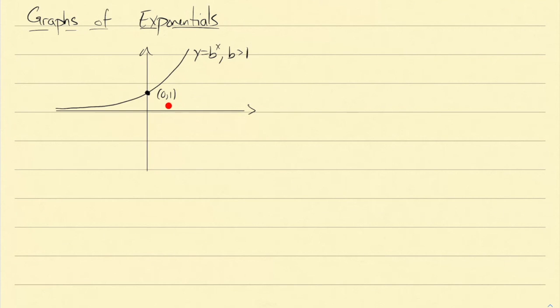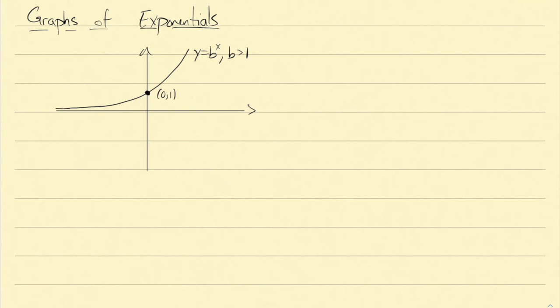The first one here is the graph of b to the x when b is larger than 1. No matter what value b is, as long as it's larger than 1, it will always pass through the point x equals 0, y equals 1. It has a horizontal asymptote at 0 because the limit as x goes to minus infinity is 0, and it has no asymptote on the right-hand side because the function grows without bound.